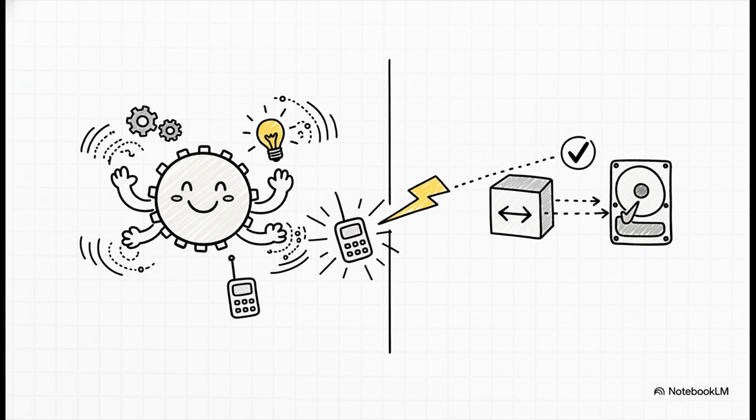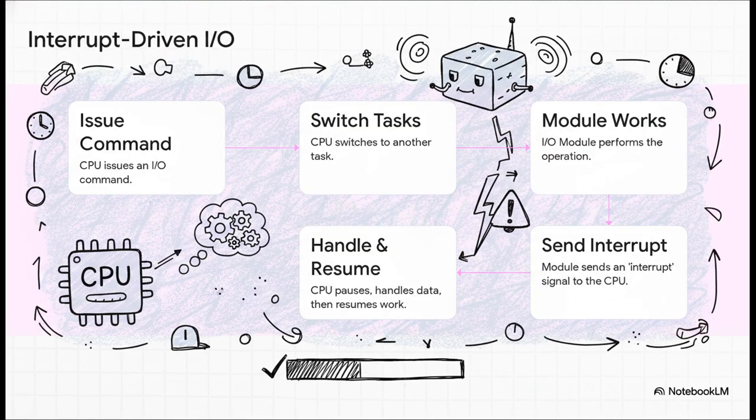It's only when the I/O module actually has the data ready that it sends a little signal. That's the interrupt, to tap the CPU on the shoulder and get its attention. And just like that, the whole process is transformed. The CPU issues its command, and boom, it immediately switches to another task. It stays productive. Then, when the I/O module is finally done, it sends that interrupt signal. The CPU just pauses what it was doing for a split second, deals with the data, and then gets right back to where it left off. It's just so much more efficient.